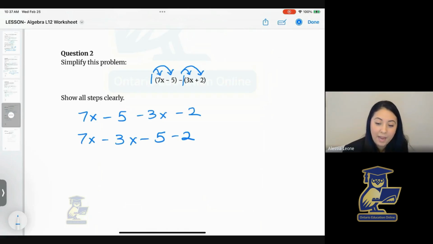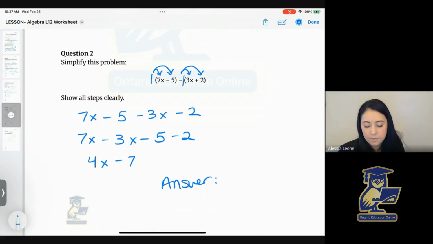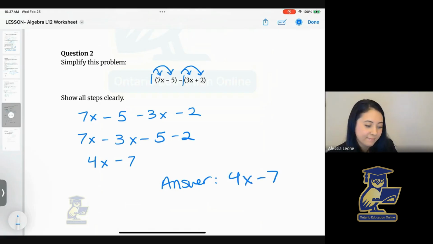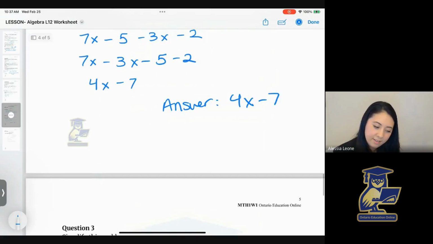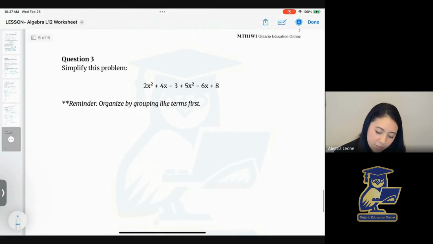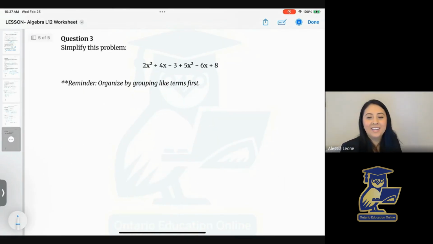Now that we combined our like terms, we can solve. 7 take away 3 is 4. Keep our x. Negative 5 take away 2 is negative 7. So our answer is 4x take away 7. Great job, everybody. So last one here.